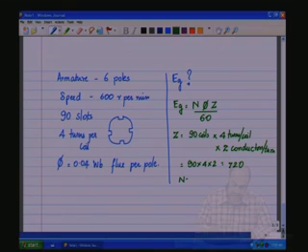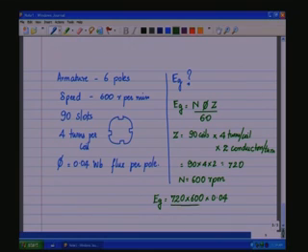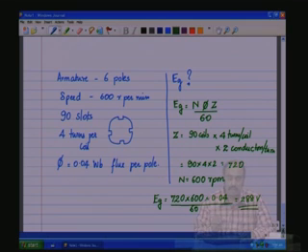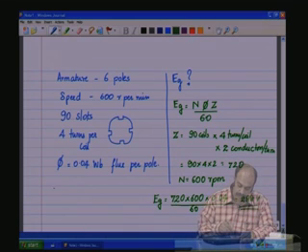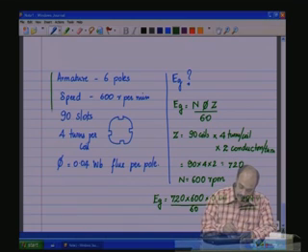The speed N is 600 rpm, and therefore, Eg is 720 into 600 rpm into 0.04 Webers flux per pole divided by 60, which is equal to 288 volts. This will be the induced EMF across the brushes of the generator of this particular DC machine, which has the specification as given here.